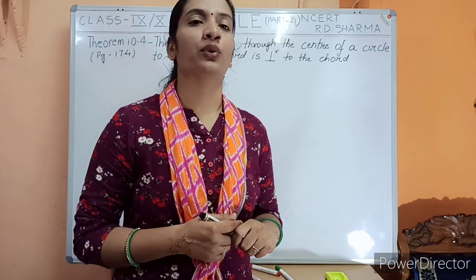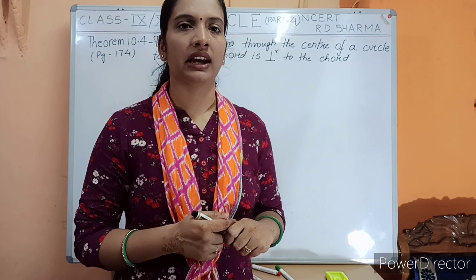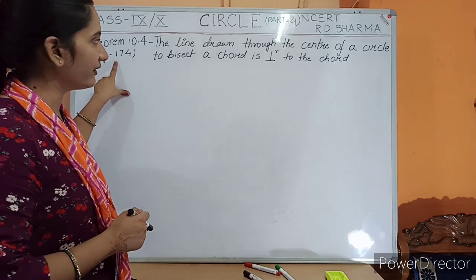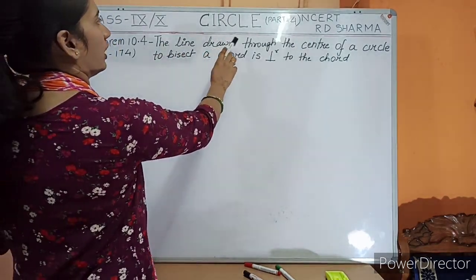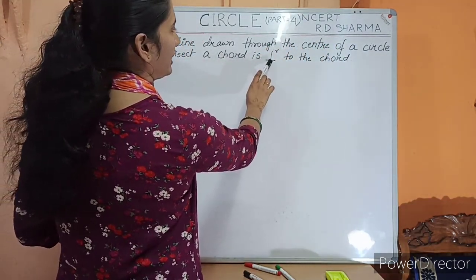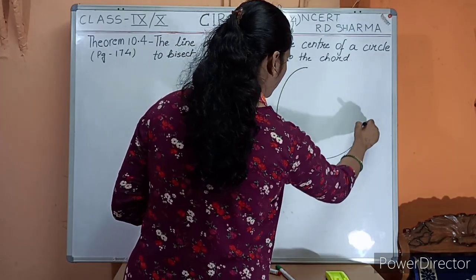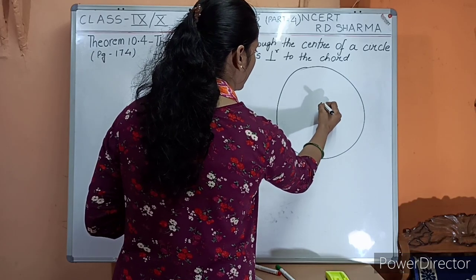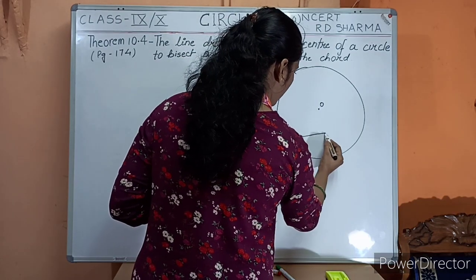Okay children, so now we will see the converse of theorem 10.3. This is theorem number 10.4 given on page number 174. What it says, let us see that. A line drawn through the center of a circle to bisect the chord is perpendicular to the chord. Okay, so let me draw a circle and I'm just going to simplify this statement for you all so that you can understand this theorem easily.